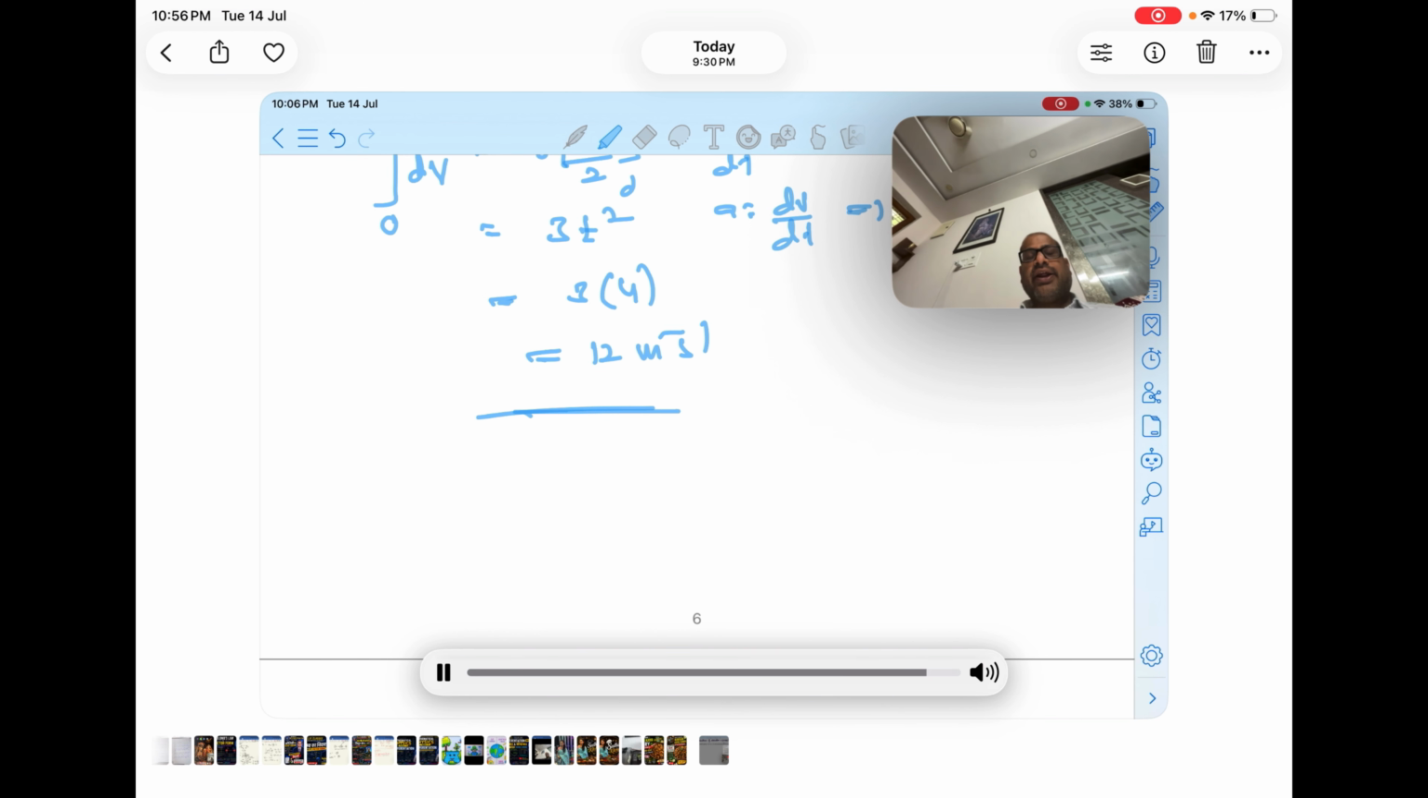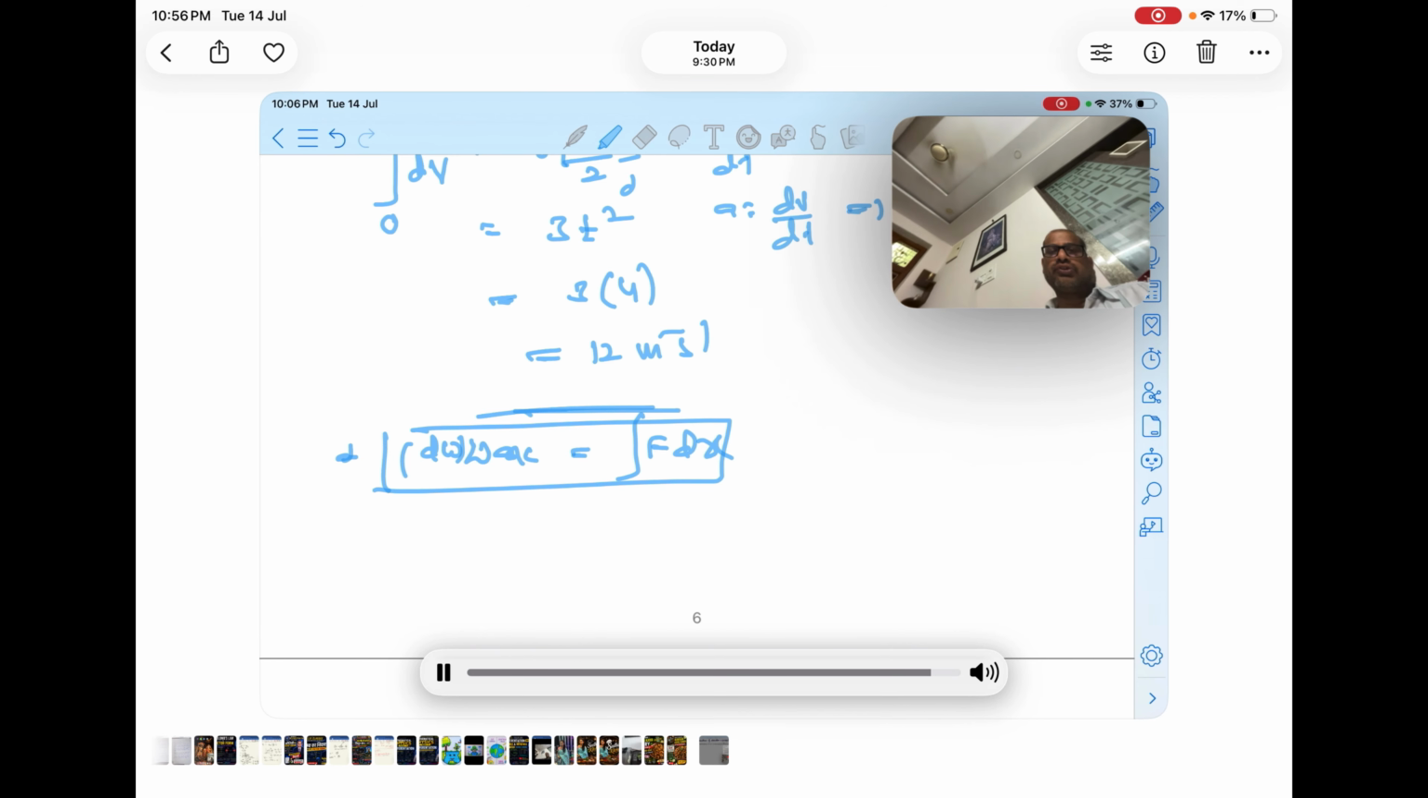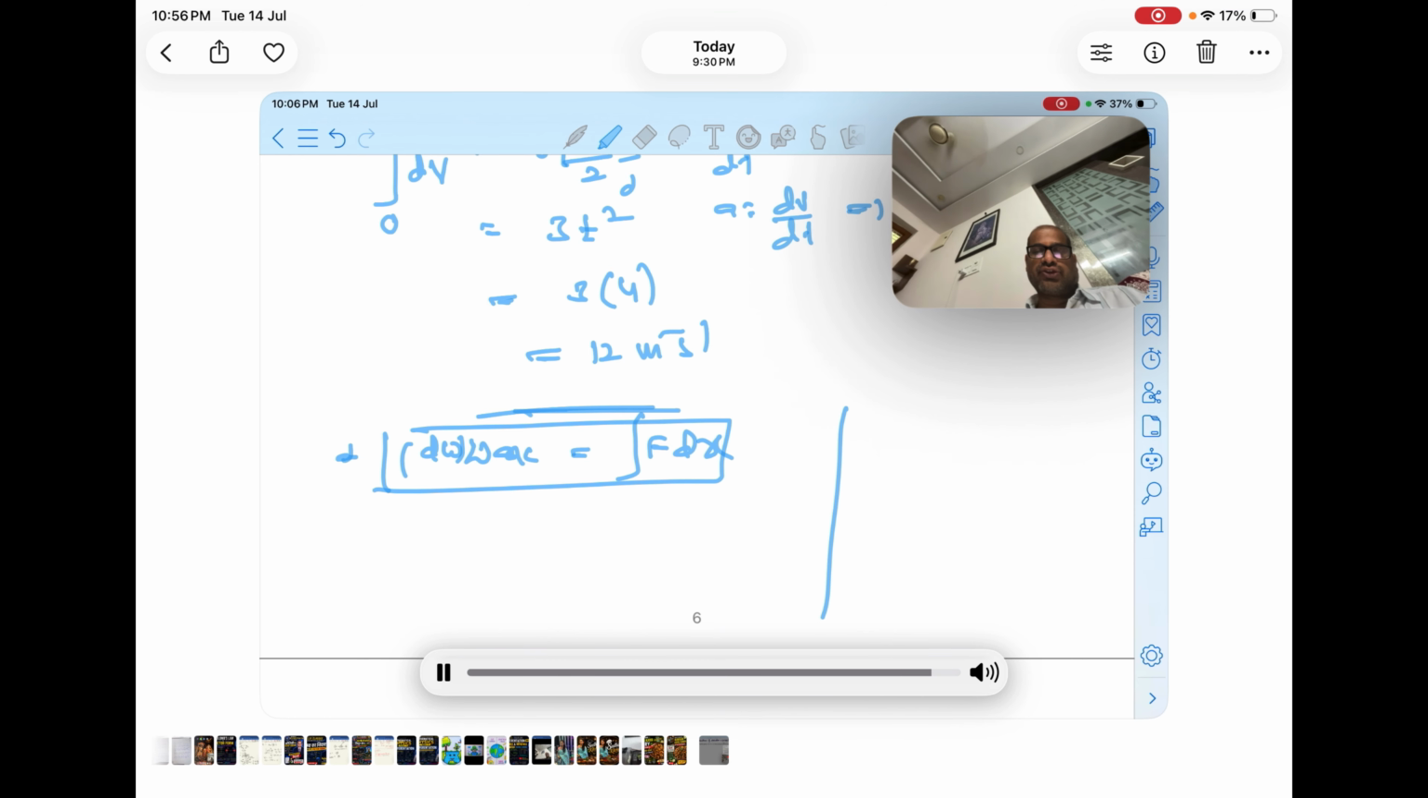And a few more applications. Like we consider a small amount of work done in displacement of an object: F dx. Total work done how much? This is dW. Total means we'll go for integration. Understanding? So this is one example you can take. Force as a function of time or position. So for example, F is given, F is varying like this.